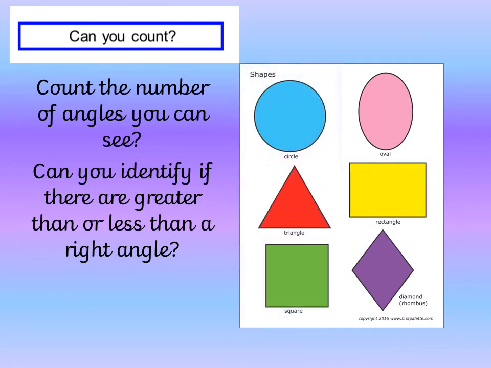So just looking at these shapes, I want you to count the number of angles you can see and then see if you can maybe count how many are greater than a right angle, how many are less than a right angle. I can definitely see 1, 2, 3, 4, 5, 6, 7, 8 right angles. I can see 1, 2, 3, 4, 5 that are less than, 2 that are greater than, and then in the circle and the oval there are no angles because an angle is where 2 lines meet, but they've only got that 1 line that goes all the way around.